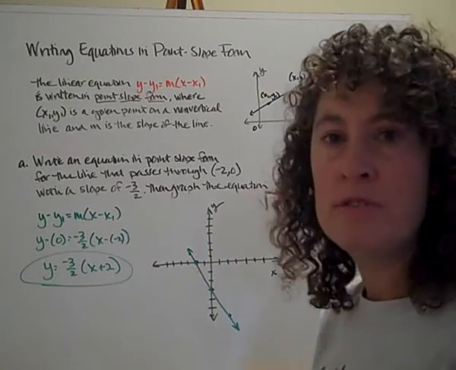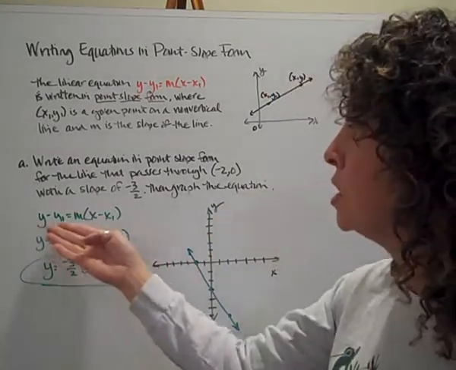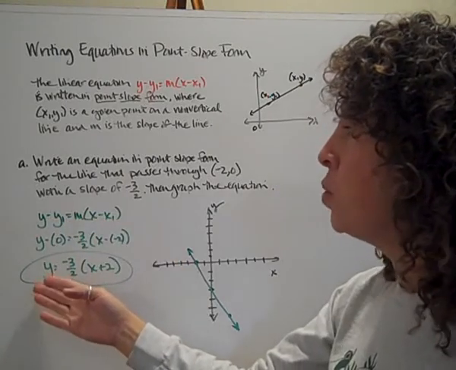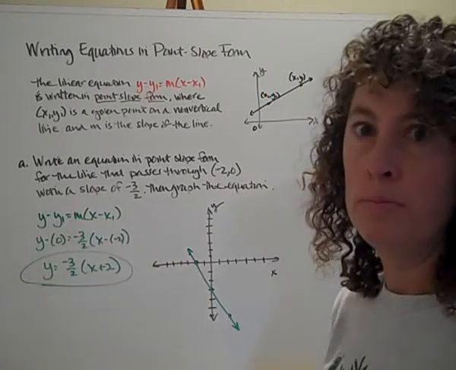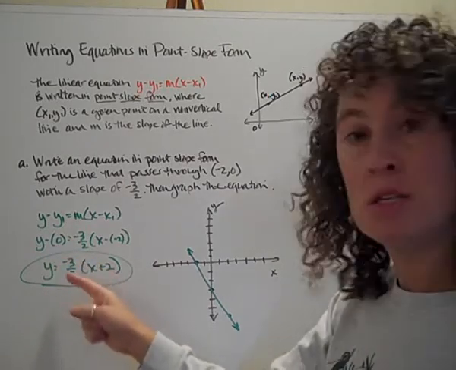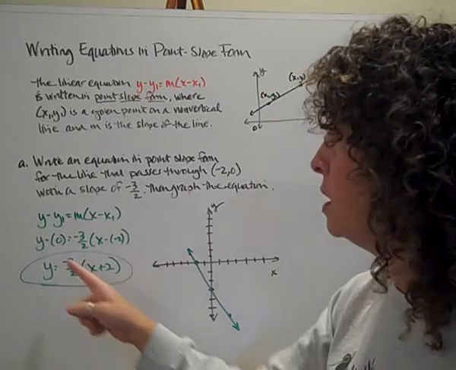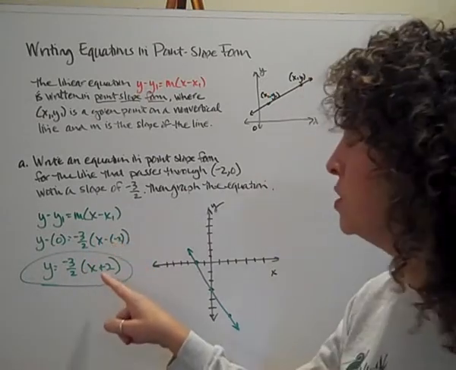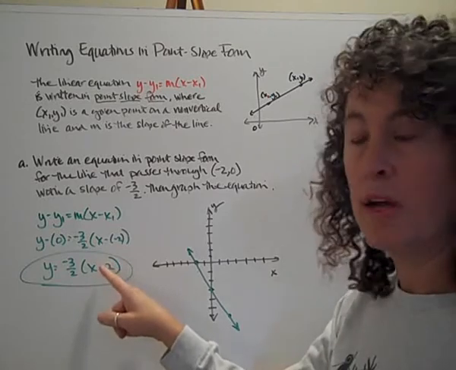I do a little bit of simplifying with this equation. I still want it to look like this general form here. So I simplify this to y, because y minus 0 is just plain old y, equals -3/2. I'm going to leave that as a slope. I'm not going to do my distributive property here. And then in parentheses, x, I'm going to simplify this, subtracting a negative 2, plus 2. So I have x plus 2.